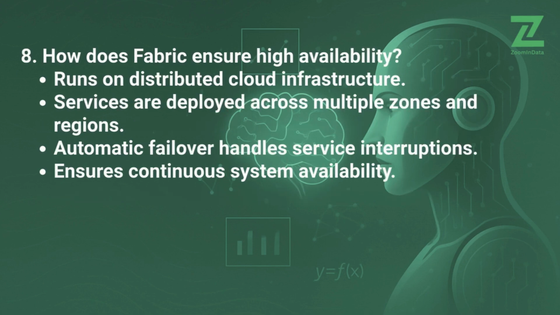8. How does Fabric ensure high availability? Runs on distributed cloud infrastructure. Services are deployed across multiple zones and regions. Automatic failover handles service interruptions. Ensures continuous system availability.